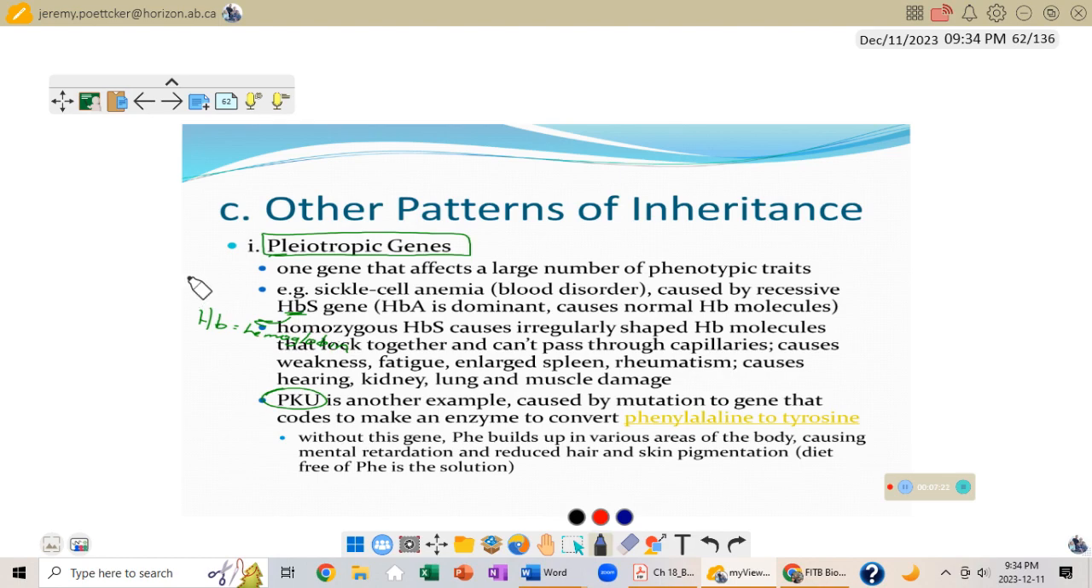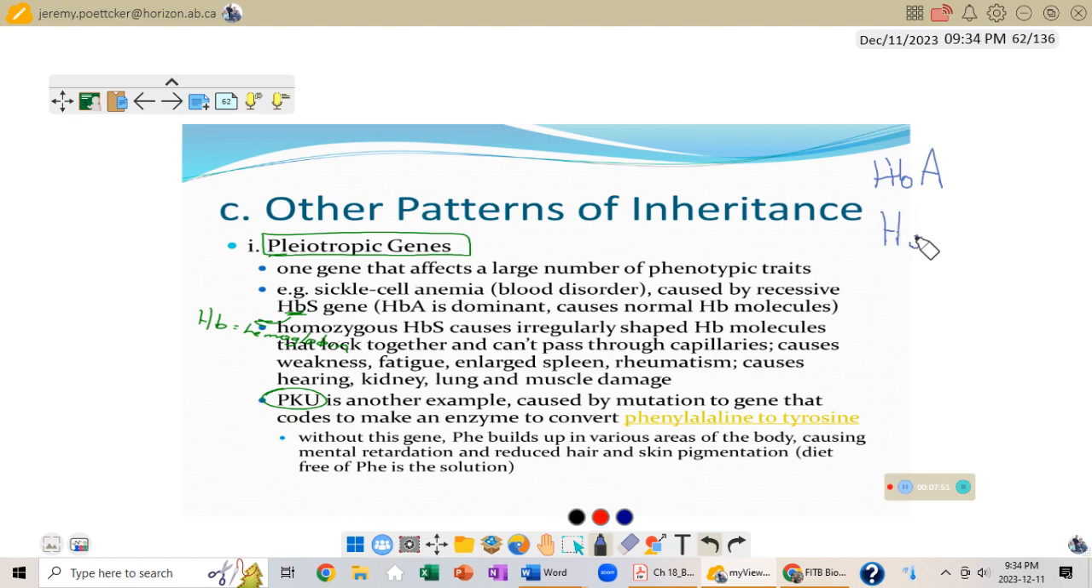And this is where basically one gene affects a large number of phenotypic traits. So sickle cell anemia, which is a blood disorder, is caused by one recessive gene. In normal individuals, they have what's called an HBA gene, for hemoglobin. Recessive individuals have an HBS. This is one of the annoying things here.